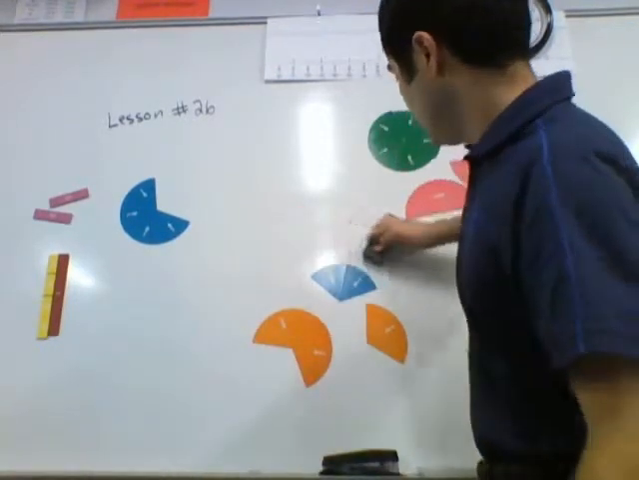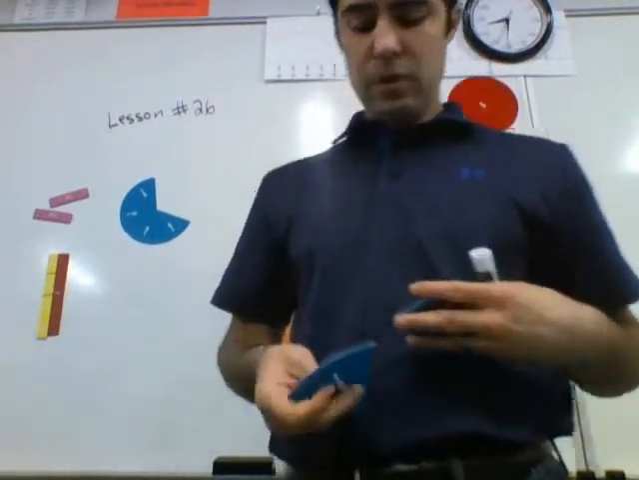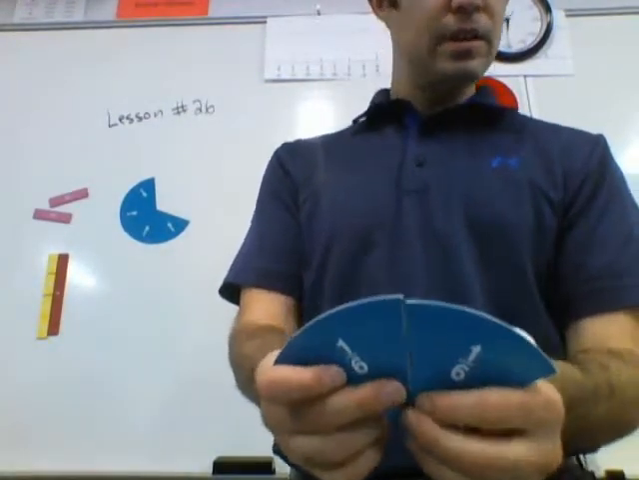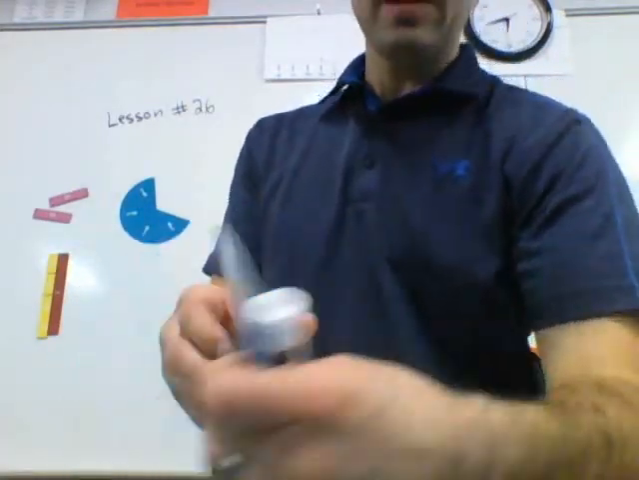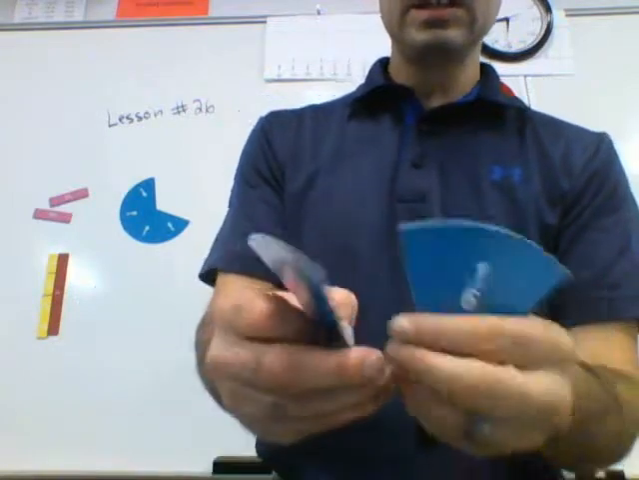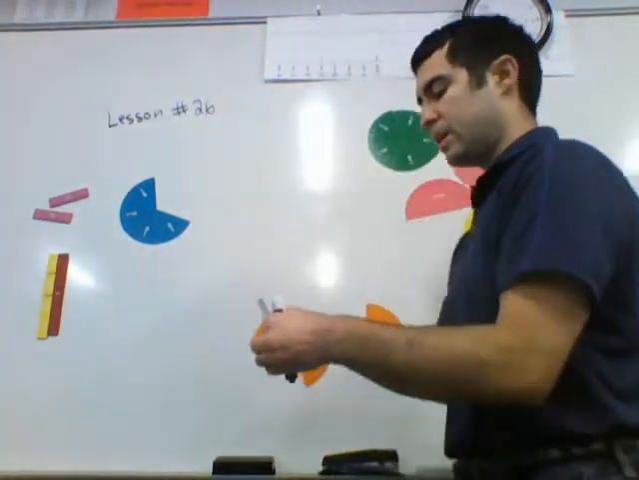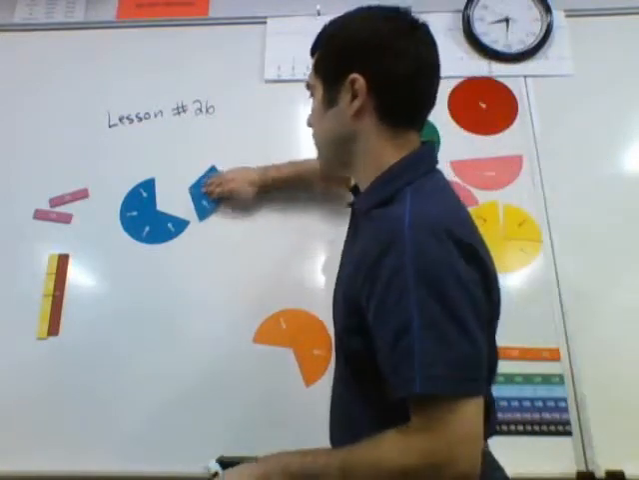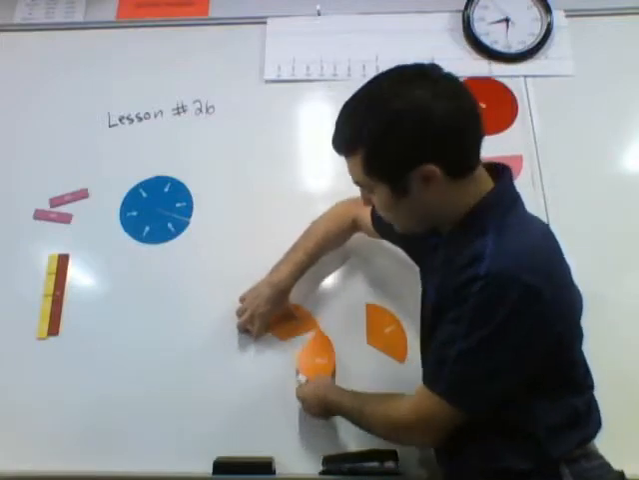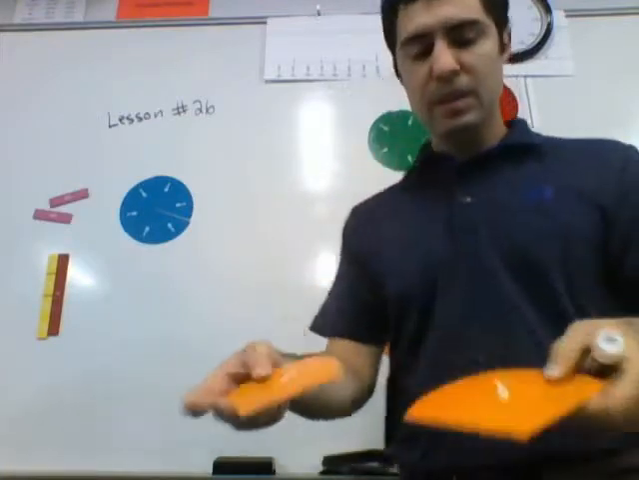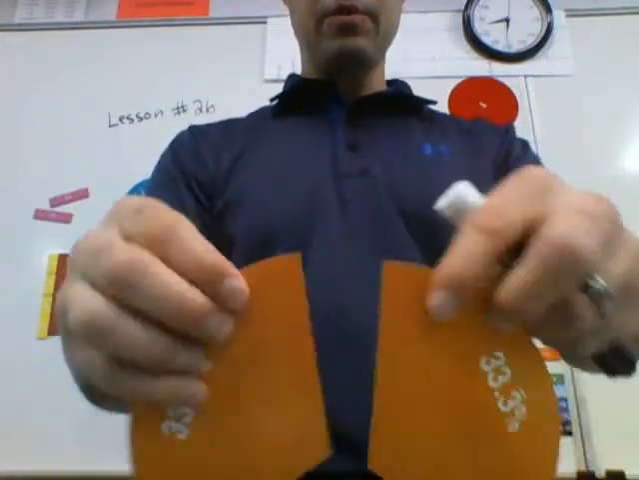Okay. These fractions are pretty fun to work with. If you look at the back of each of these, they have percentages. Alright? So 1/6 is equal to 16.6%. That will help you guys understand how to convert from fractions to percent. Okay, we're going to take 2/3 right now, though. And notice each one of these thirds is 33.3%.